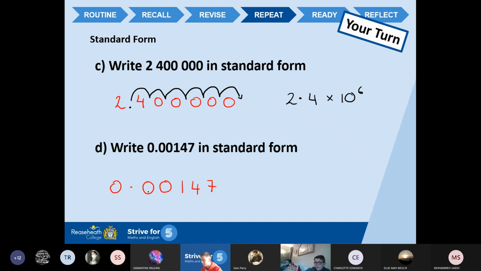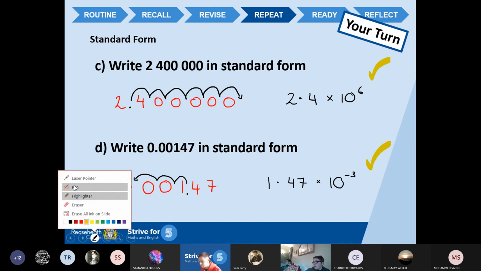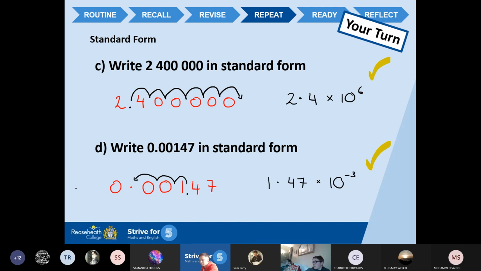0.00147. So the decimal point goes after the first number, so it becomes 1.47 times 10. How many jumps does it make? 1, 2, 3 jumps. So it's going to be minus 3. There we go. Like I say, I find them therapeutic. If you do enough practice, you just flow through them like a river.